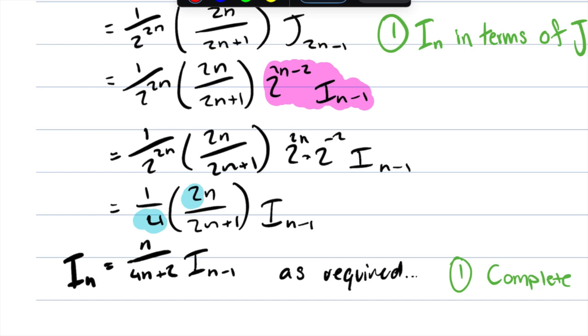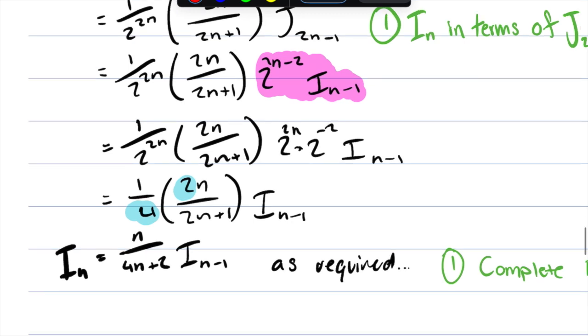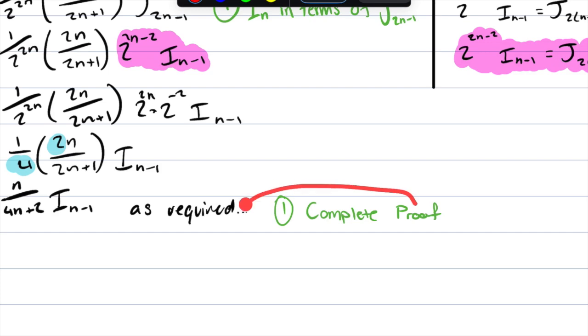We can recognize here that we have a common factor of 2 that we can cancel out. Then we are left with n on top and a 1 on 2 on the bottom here. We can multiply that 2 through to the 2n and to the 1, and we're hence left with I_n equaling n over 4n plus 2 times I_{n-1}, as required. We get our final result for our complete proof.